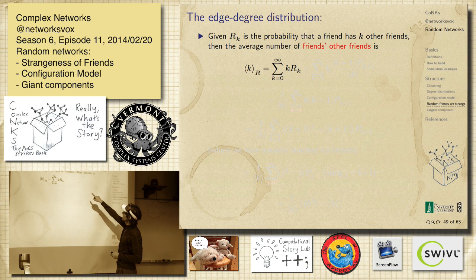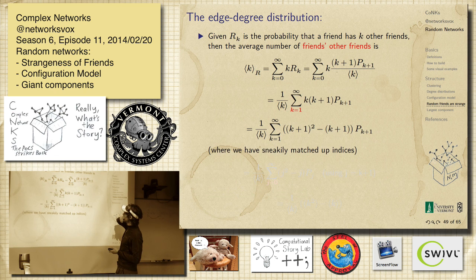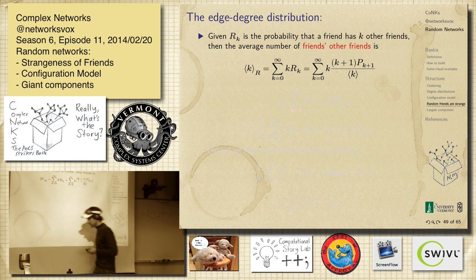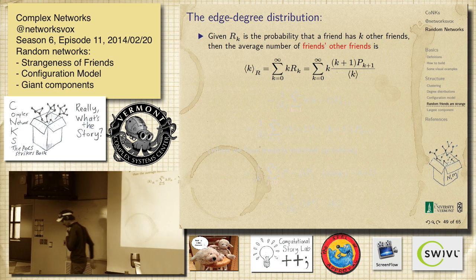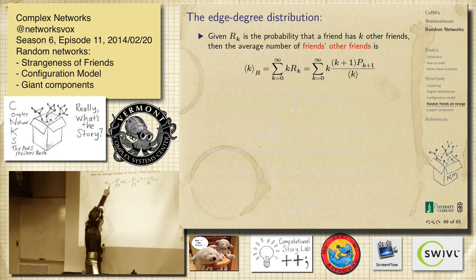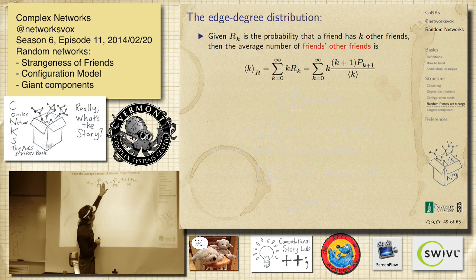What are we going to do? So this is R_k again. Has k other friends. Okay, it's a bit torturous, but anyway. So we're going to find the average. We'll call it sub R. This is the number of other friends, the average number of other friends. So it's the standard kind of thing, k R_k, right? We're summing over this thing. This is the probability that they have k other friends. We want the expected number of other friends.